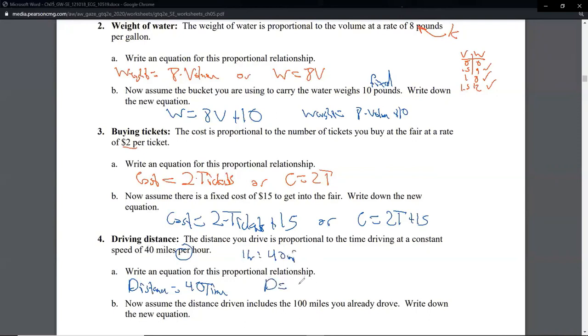And again, the abbreviated version, D equals 40t, would also work. Then we assume that we have that 100 miles we already drove. That's not going to be affected by our speed at all. That's a fixed amount. So we just go D equals 40t plus 100, or distance equals 40 times time plus 100.